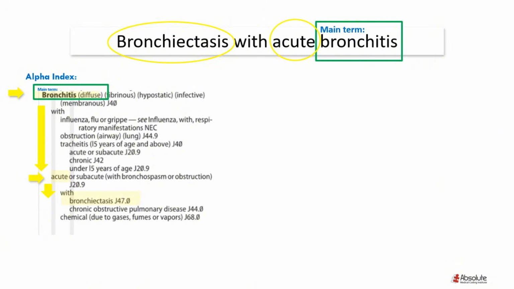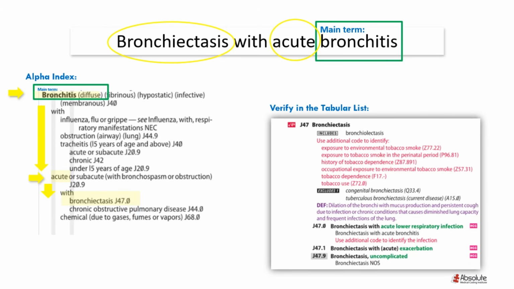All right? So just want to point out that you don't assign the codes along the way, you assign the code at the end of your lookup. Where you end up, that's the code that you assign. Now we end at J47.0. The next step, let's go ahead and verify our code in the index, in the tabular list.